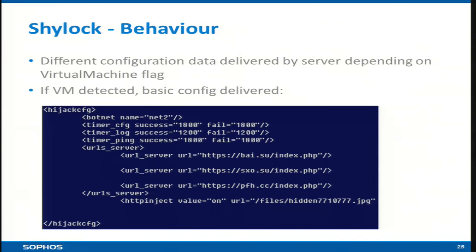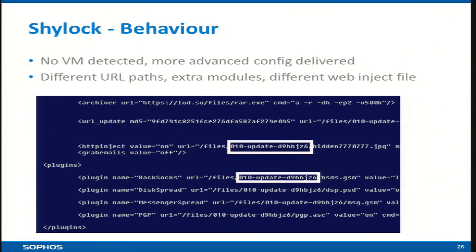And the behavior that Shylock exhibits is that if that virtual machine equals yes flag is included in the outbound data, the server responds with a different configuration file. So this is the config file that gets sent back if a sandbox was detected. It's still perfectly valid. It still includes extra command and control server addresses, which we didn't already know about, but it's relatively empty. It's basic. Compared to the config file we get back if the virtual machine flag equals yes wasn't in the data, so no sandbox was detected, and now the config file is a lot more interesting.